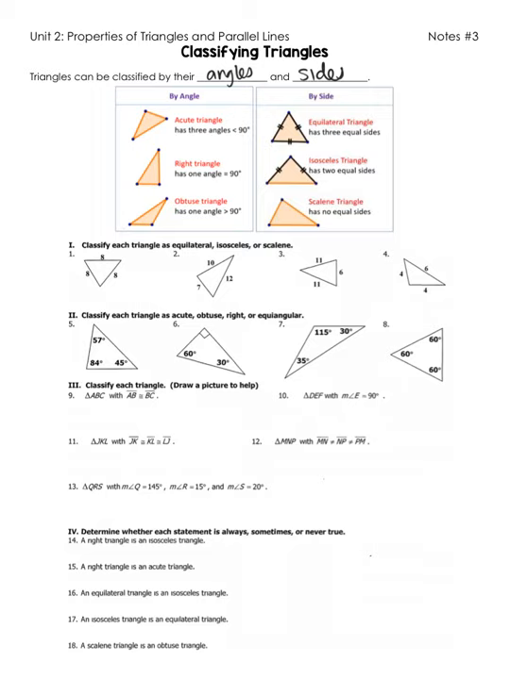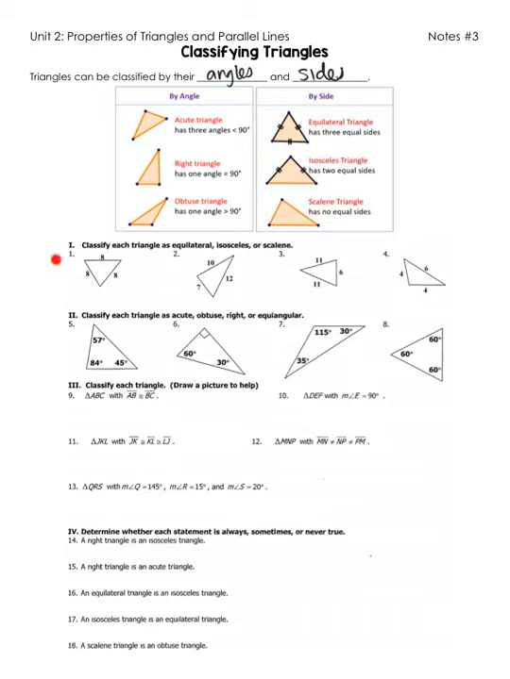So an acute triangle, all of your angles are less than 90. A right triangle, you have one 90-degree angle. An obtuse triangle, you have one angle that's greater than 90. When we classify by sides, an equilateral triangle has 3 equal sides. An isosceles triangle has 2 equal sides. A scalene triangle has no equal sides.